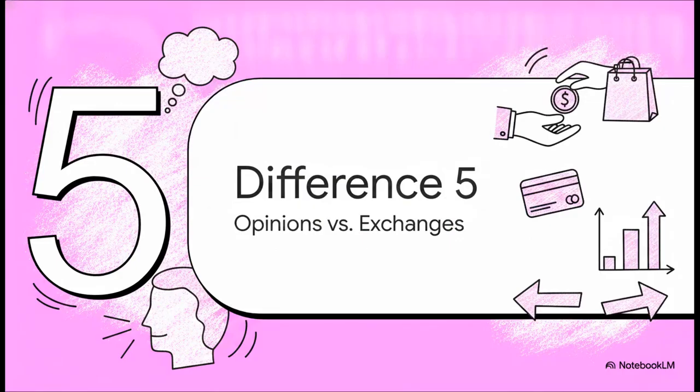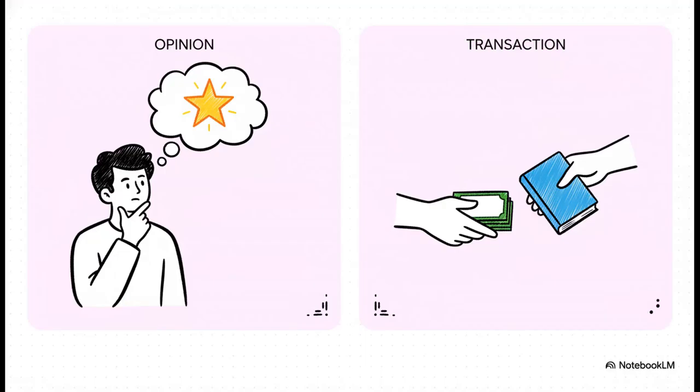And finally, difference number 5, opinions versus exchanges. In conversations where you're sharing your personal thoughts or maybe dealing with some sort of commerce, para is your absolute go-to preposition for stating a personal opinion, an evaluation, or a comparison. It's basically the Spanish equivalent of saying, according to me. Por, conversely, is strictly used for transactions. So for a physical exchange, a substitution, or quoting a specific price, you always want por.